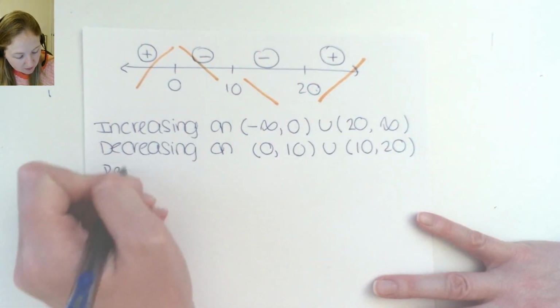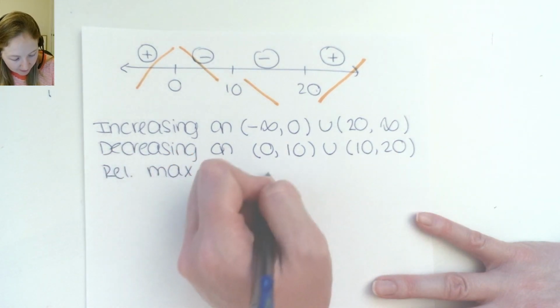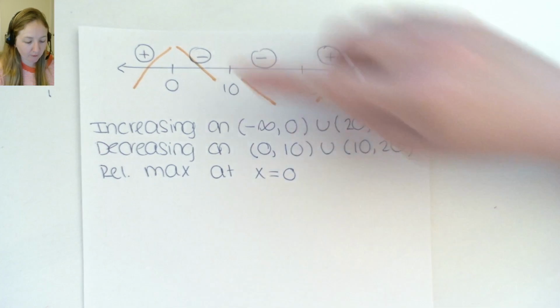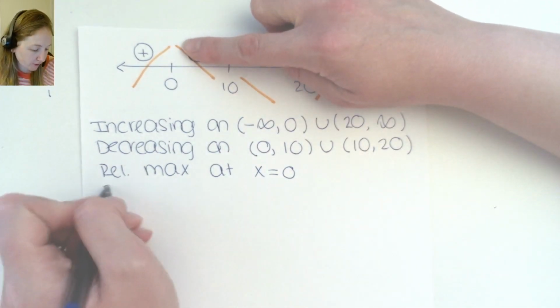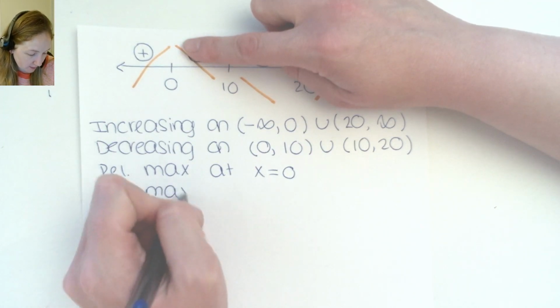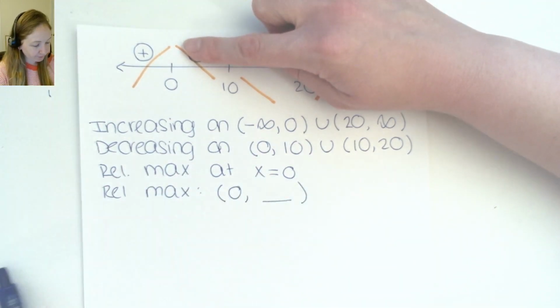Now, in terms of the relative max or local max, that would happen at x is equal to 0, right? There's a peak at x equals 0. Now, of course, for the homework software, they want the point. And so to find the point, we would say 0, comma, y.